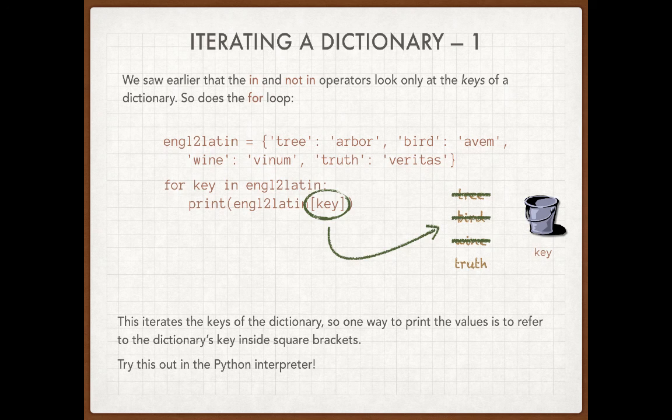And so when I want to print the value, I tell Python to go into print, look in the English to Latin dictionary, go in the drawer called tree, and then print whatever you find there. Go in the English to Latin dictionary and find the drawer called bird and print whatever you find in there. Right? Now, I'll say this.